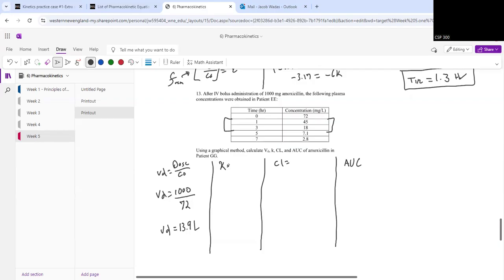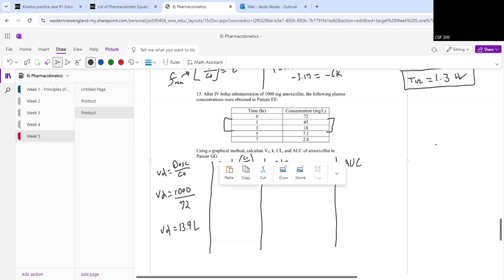So before finding the clearance and AUC, we need to find K first, because we're going to use K to find the other two things. Do you guys remember what the formula is to find K off a graph? It's ln(C1/C2) over the time difference. Perfect. Shout out the answer when you get the K. K is always three decimal places.